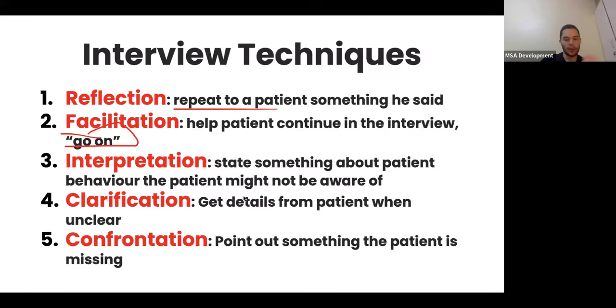Now, the last one is interpretation. The patient comes to you and says, "I keep pushing people away even though I don't want to be alone." And the physician replies, "It sounds like you might be afraid of getting hurt, so you keep your distance," and so on. They're trying to explain to the patient why he's doing something. This is interpretation. Are all those interview techniques clear? You could get a quick question or a scenario on it. Are they clear?